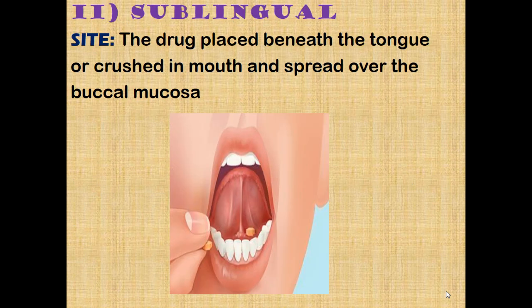Next, come to the second one, sublingual route. The drug is placed beneath the tongue or crushed in the mouth, spread over the buccal mucosa. As a picture, you can see this is the tongue, and below that you will keep the drug. It's called a sublingual route. This is the lingual; below it we are putting, so sublingual. Or either you crush it and expose it to the mucosa. From these mucosal blood vessels, or whatever blood supply is there in the mouth, it will absorb into the systemic circulation.